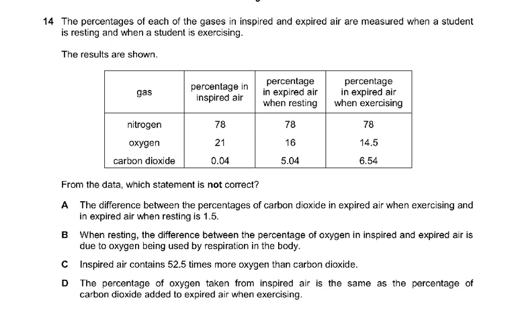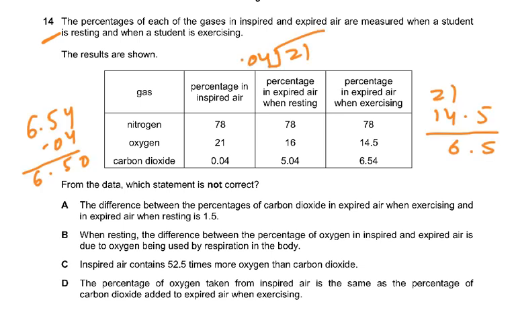Question number 14. The percentages of each of the gases in inspired and expired air are measured when a student is resting and when a student is exercising. The results are shown. From the data, which statement is not correct? So let's look at it. Nitrogen in the air is 78, expired air 78, 78. Then we look at oxygen: 21, 16, 14.5. Carbon dioxide: 0.04, 5.04, and 6.54.